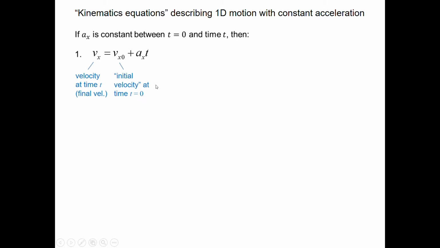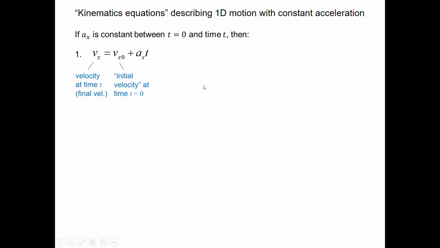First equation, it looks like this. I've got the items labeled here. So the idea is I've specified some time t equals 0 and some later time t between which the x acceleration is constant. And what this means is the velocity, this Vx, represents the velocity at that later time t, and the Vx0, the 0 representing t equals 0, represents the initial velocity, or the velocity at time t equals 0. And Ax represents that constant acceleration. In many problems we'll know what Ax is, and t is how long it takes to get from t equals 0 to that later time t.